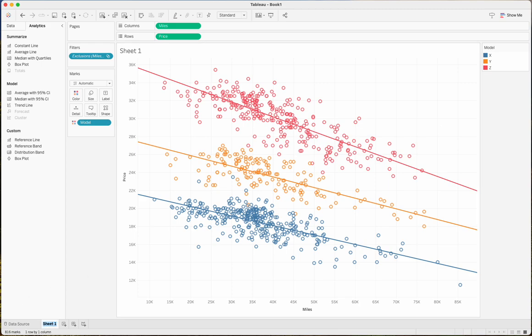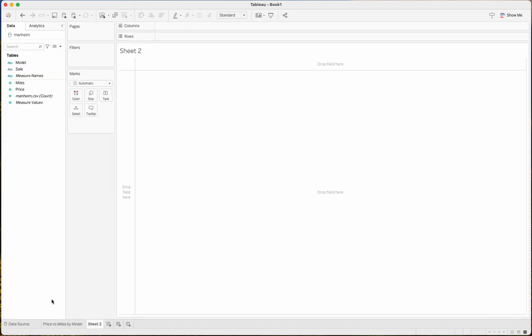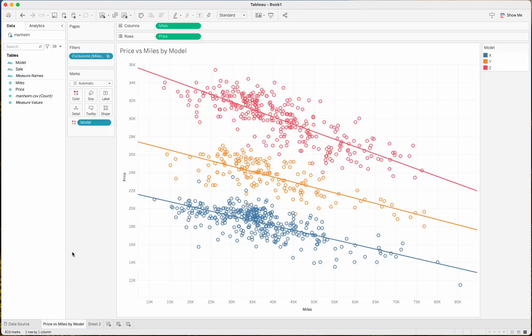I'm going to put a name on the sheet over here. I'm going to call this price versus miles by model. So price versus miles by model. I'm going to create another sheet. In the second sheet, I'm going to do something very, very similar. I'm going to replicate this.